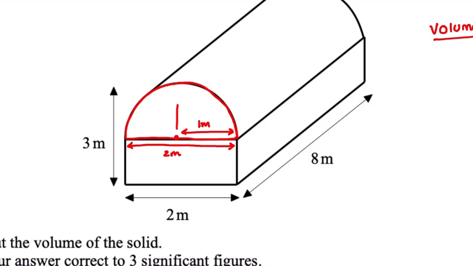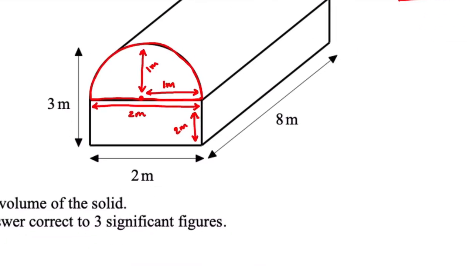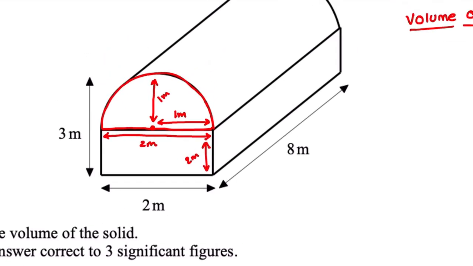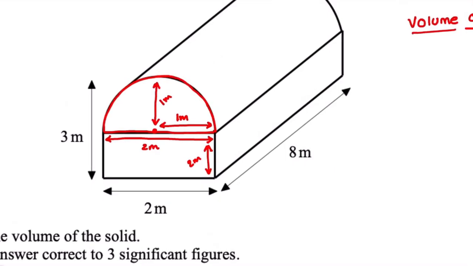So the radius is 1 meter long, and the height of the semicircle is also 1 meter because the height is also the radius. Now if that is 1 meter long, then this distance over here is going to be 2 meters long. So the cuboid has a length and a width that are the same, 2 meters and 2 meters.